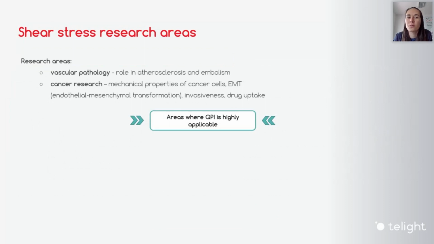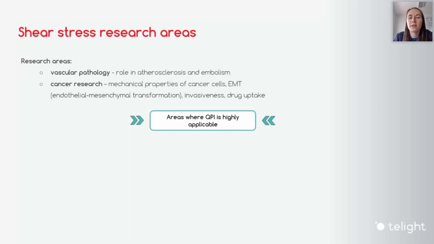Cancer research. It's important to study the mechanical properties of cancer cells because in the tumor progression phase, the epithelial-mesenchymal transformation happens in the cells. So the cancer cells have to change their mechanical properties to be able to leave the site of the primary tumor, get into the bloodstream, and then start a secondary tumor somewhere else. So they have to significantly change their mechanical properties to be able to survive all these changes of conditions.